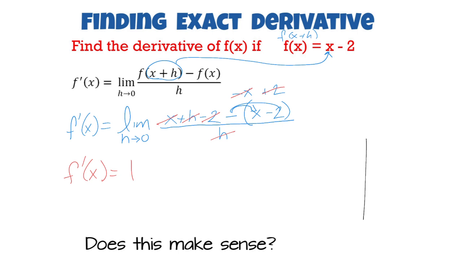Think about a graph of this function. This function that I gave you is really just a linear function. It's just a slope of 1, y-intercept of -2. So it just looks something like this.